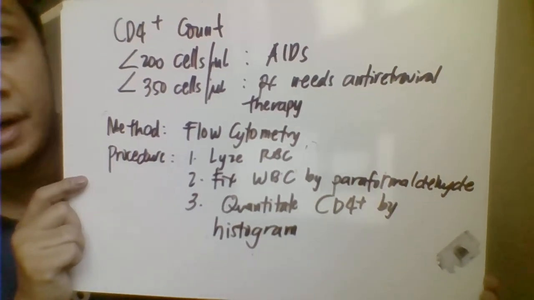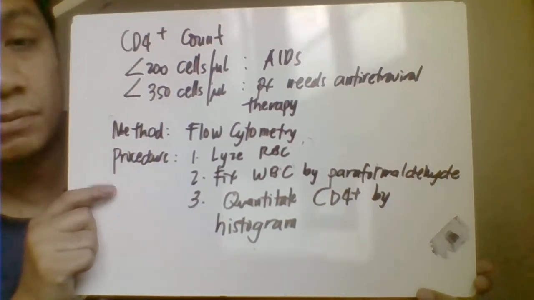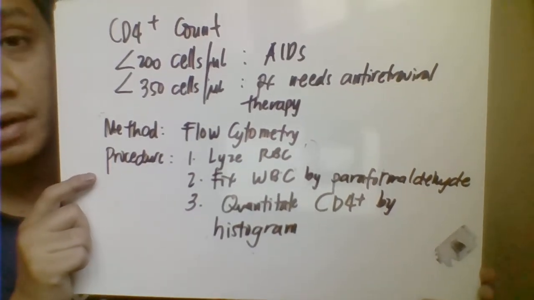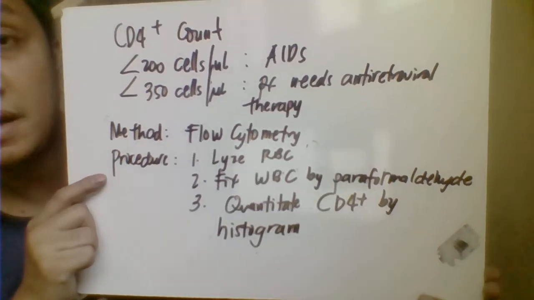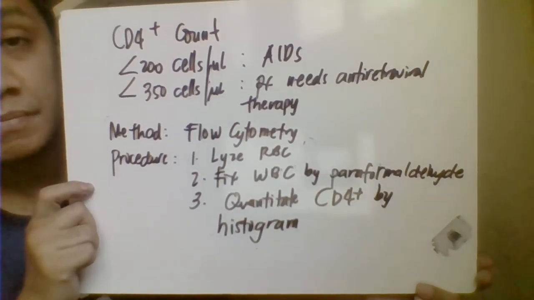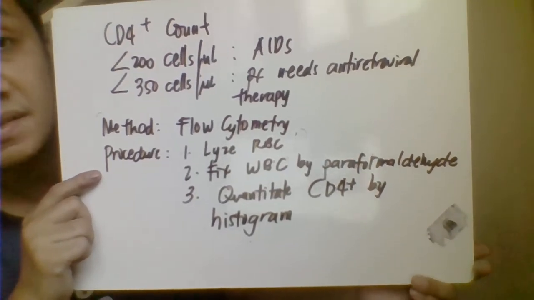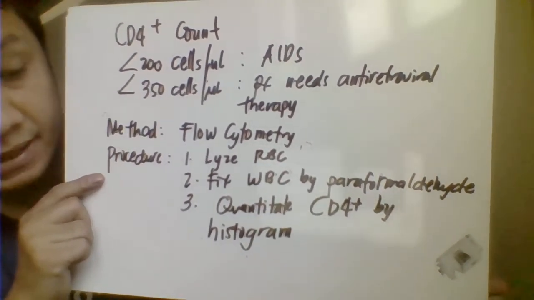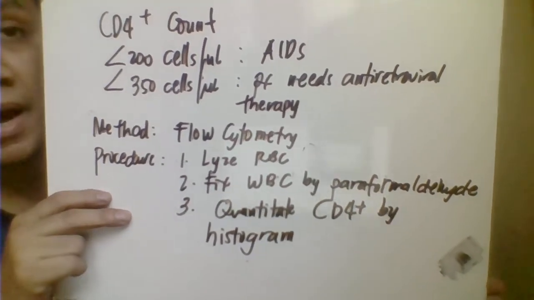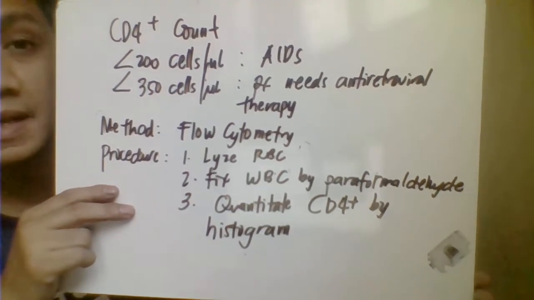To count the CD4, the gold standard is flow cytometry. For the procedure, number 1, since you are detecting CD4 positive cells, which are your T lymphocytes, which are WBC lymphocytes, first you need to lyse your red blood cells, so that what remains in your sample will only be your WBC. Next, you need to fix your WBC, specifically the lymphocytes, by addition of paraformaldehyde. Then you quantitate that by your histogram. It's just like our CBC where we do a cell count.